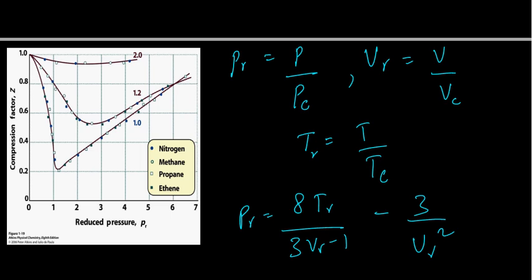But I would suggest that you do this calculation. Use the van der Waals equation and substitute for PR, TR, and VR, and get to this value. That's a fairly straightforward substitution. In fact, this has a name, so let me just write that. It's called the principle of corresponding states. Any problem with this? Any problem in understanding this one?